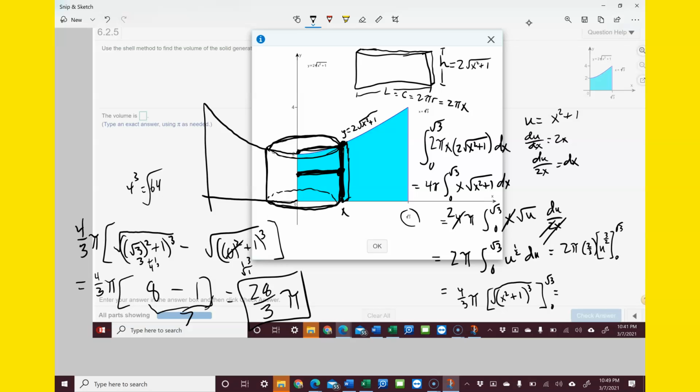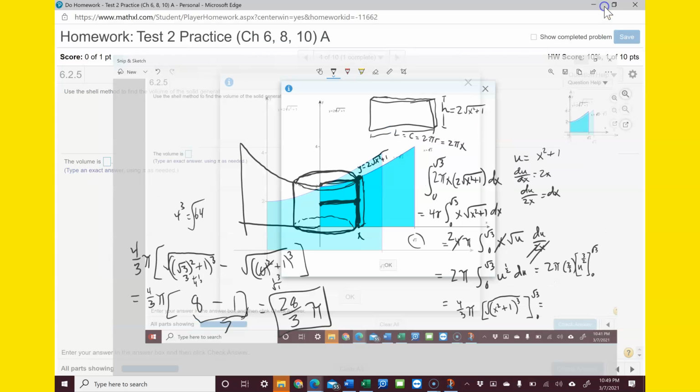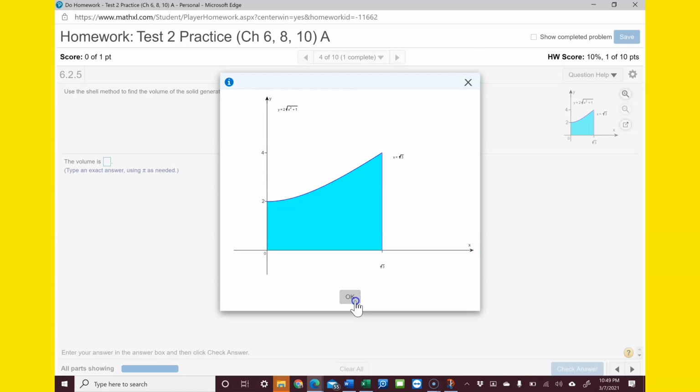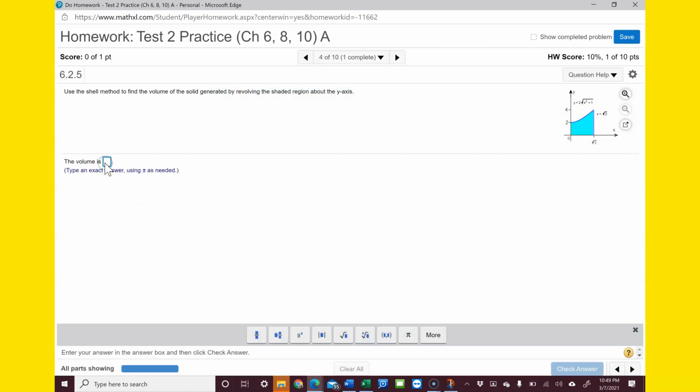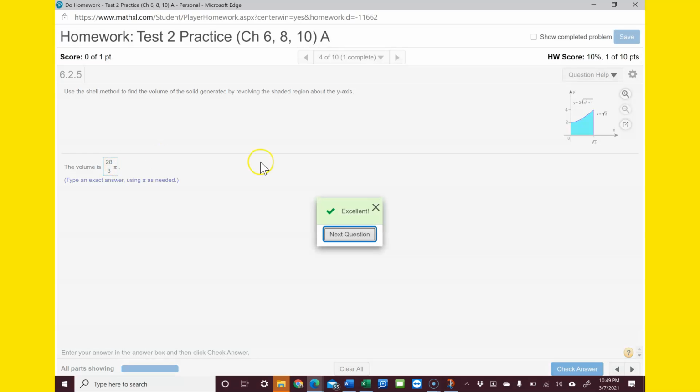And I am hoping for that green check mark with that, but kind of scary, isn't it? 28 thirds pi. Come on, baby. 28 thirds pi. Yes, sir and ma'am. Alright.